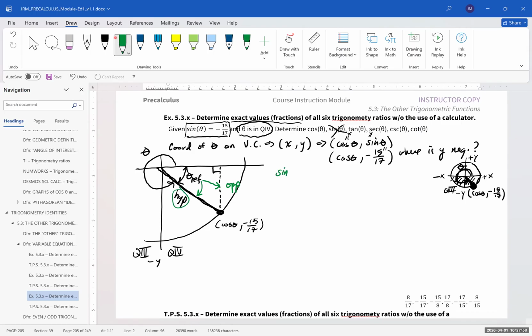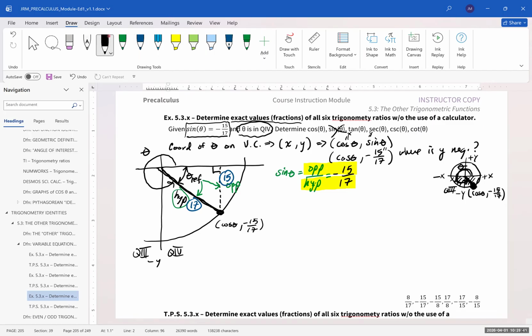Think about the definition of sine. Sine is opposite over hypotenuse. Well, we also know that sine, in this case, is negative 15 over 17. And what that in turn means is that the length of the opposite side is 15, and the length of the hypotenuse is 17. So we know that the opposite side is 15, and the length of the hypotenuse is 17.